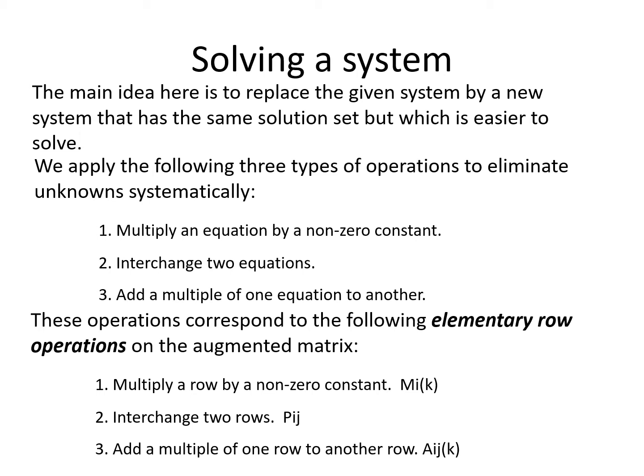So the main idea here is to replace the given system by a new system that has the same solution set but which is easier to solve. We apply the following three types of operations, called elementary row operations, to eliminate unknowns systematically.